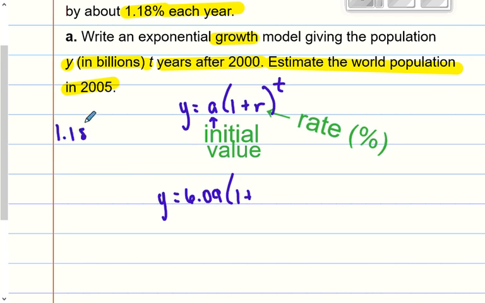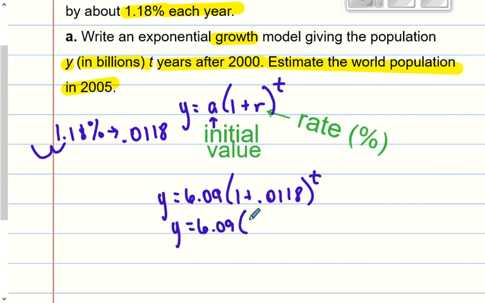So if I have 1.18%, to change that to a decimal, I move my decimal to the left. So that's going to be 0.0118. So I'm going to put that in place of R, 0.0118, and then I just have T. So to write your exponential growth equation, you're just going to add 1 plus the rate. So we have Y equals 6.09 times 1.0118 to the T. That's my exponential growth formula or equation.